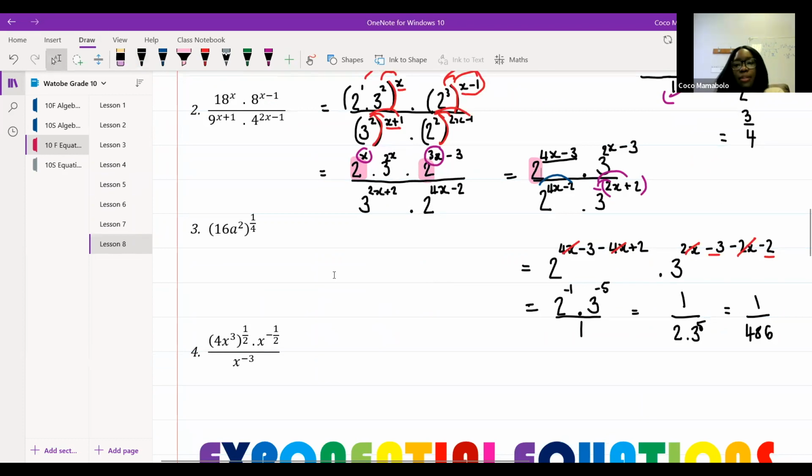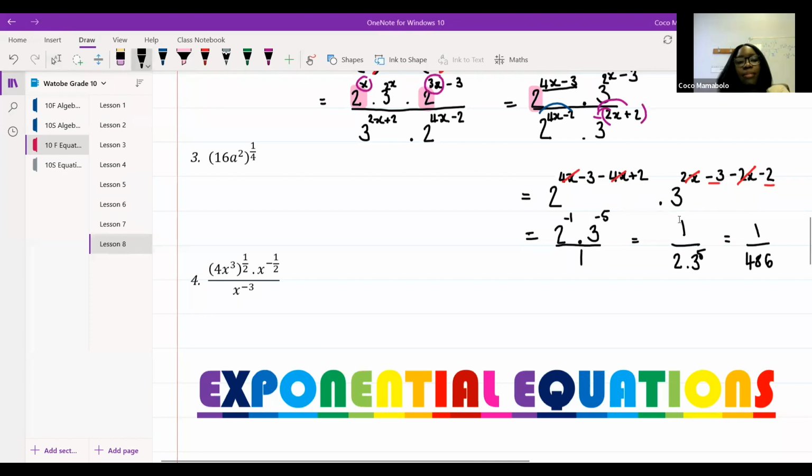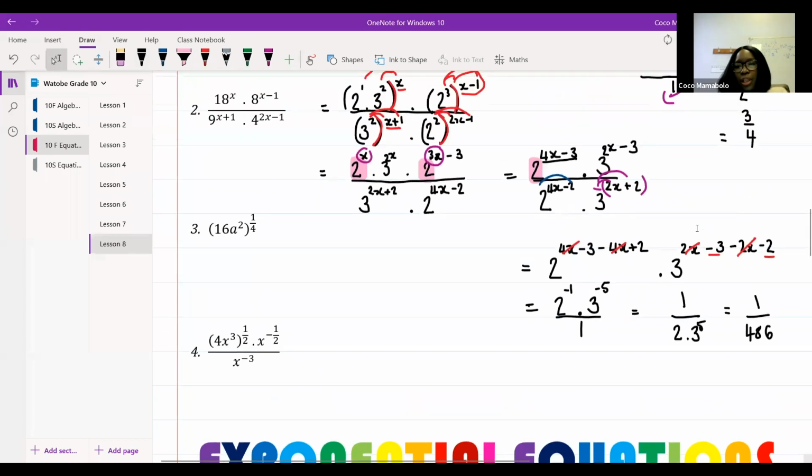Ma'am, on that step, I did a different method. Okay, what different method did we use here? On the last step, ma'am, I got 2 to the power of x minus 4 times 3 to the power of negative x minus 2 times 3 to the power of x times 2 to the power of 3x minus 3. How did that happen? I just changed.